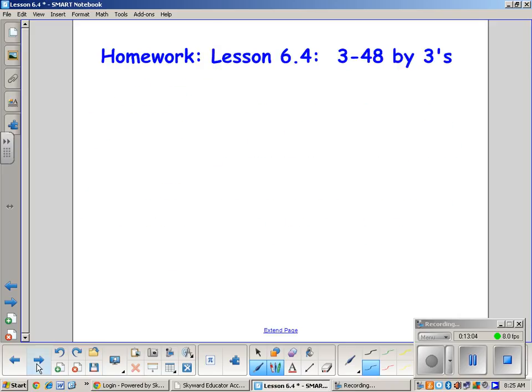Okay, we're going to do another activity here in just a moment. Your assignment's going to be, though, 3 to 48 by 3s. There's only 16 problems there. You're going to have to write an equation based on the information they give you to solve, to prove that it's a rectangle or that it's a rhombus or whatever. Okay, similar to what we've been doing all along.